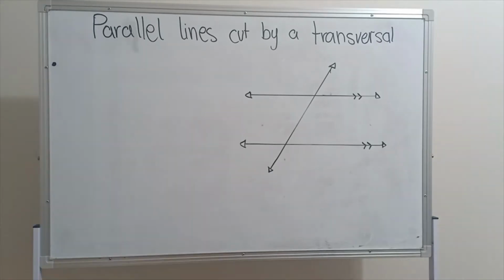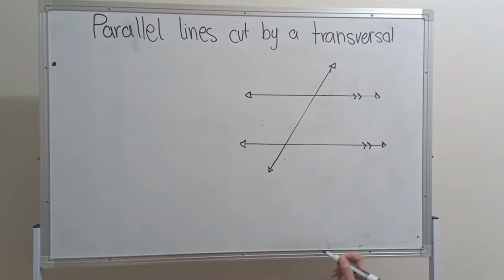So here, these two are parallel lines because of the arrows. They tell us that these two are parallel to each other. And this is the transversal since it's going through two parallel lines. And now, since the two parallel lines are cut by a transversal, as I said before, there are going to be certain properties they're going to have.